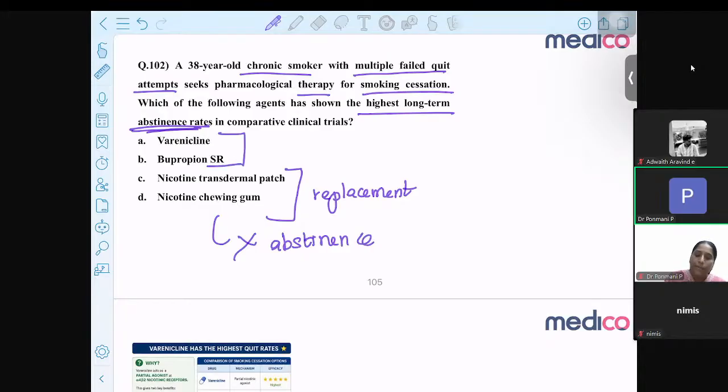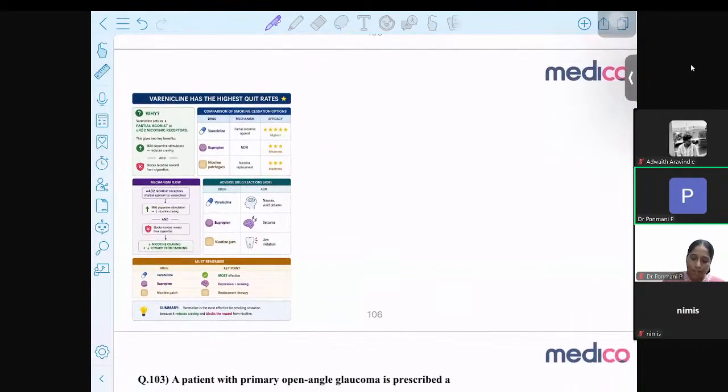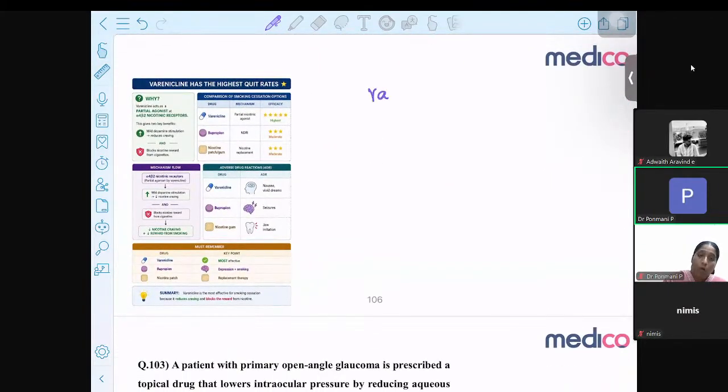Varenicline and bupropion can be used for abstinence. Among these, varenicline has the highest efficacy. It has shown the highest efficacy in improving the abstinence rate. So that is what is highlighted here.